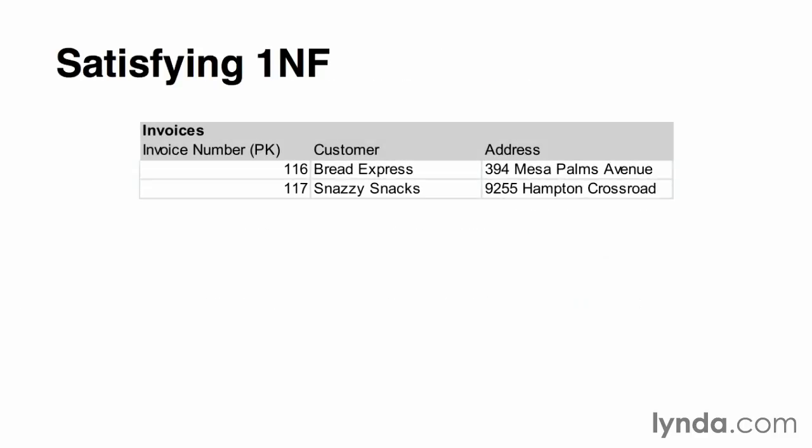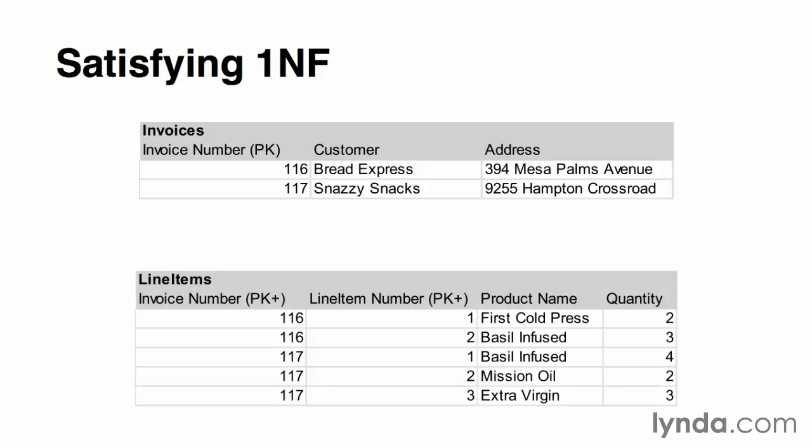Simply remove the offending columns, in this case the product name and quantity columns from the transaction table, and place them in a new table with a copy of the original invoice number. We can create a composite primary key for this table to ensure that each invoice only has one line 1 and one line 2 and so on. To do this, we'll simply designate a combination of the invoice number and the line item number as the unique identifier for each record. Now we can use the invoice number to look up all of the items that appeared on each invoice without having to stuff them all into a single line.